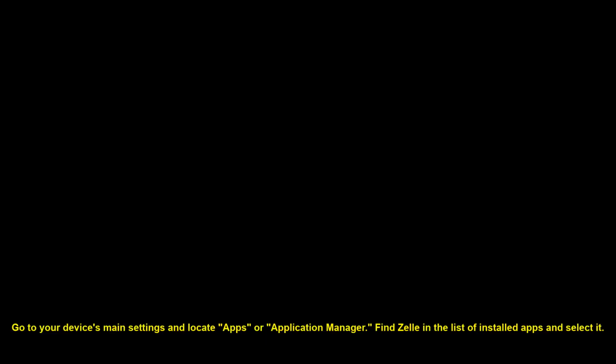Next, check your device's notification settings. Go to your device's main settings and locate Apps or Application Manager. Find Zelle in the list of installed apps and select it. Make sure notifications are enabled for the Zelle app in your device settings. Return to the Zelle app to ensure your changes have been saved.